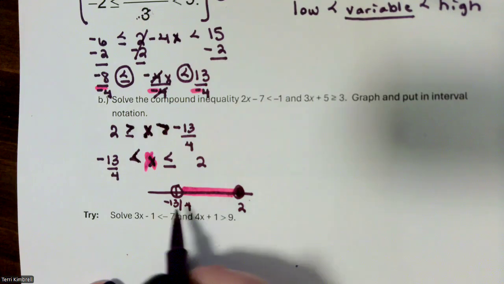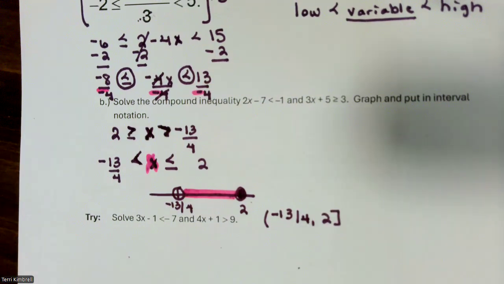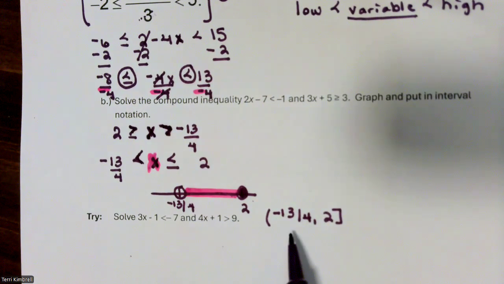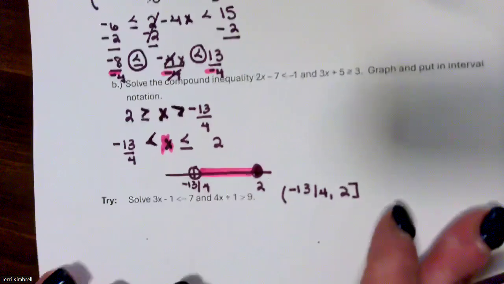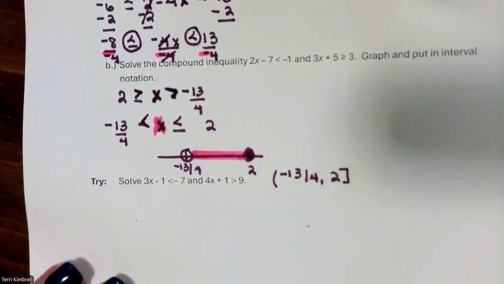Okay, to put the interval notation, we're going to put an open on negative 13/4 and a bracket on 2. Okay.